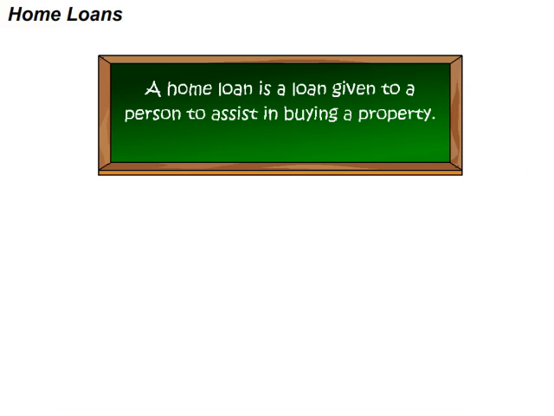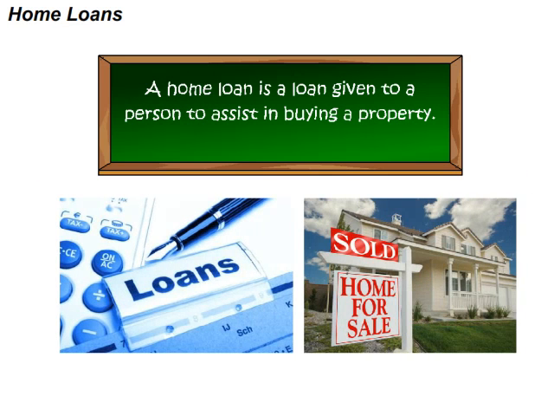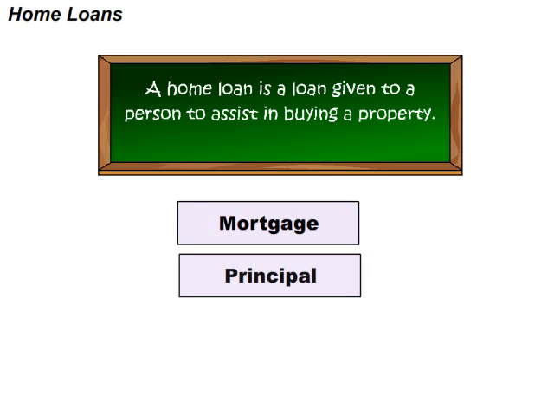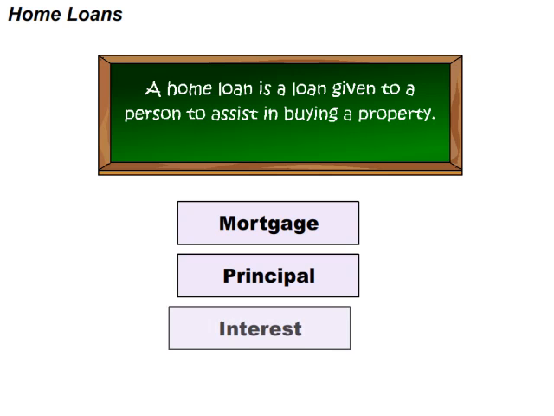A home loan is a loan given to a person to assist in buying a property. A home loan is also called mortgage. The mortgage is usually to be paid back in the form of monthly payments that consist of interest and a principal. The principal is repayment of the original amount borrowed, which reduces the balance. The interest, on the other hand, is the cost of borrowing the principal amount for the past month.